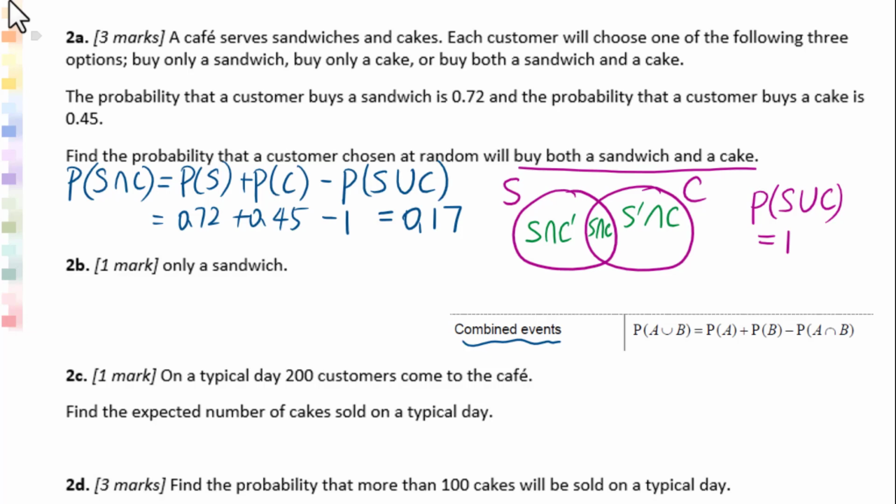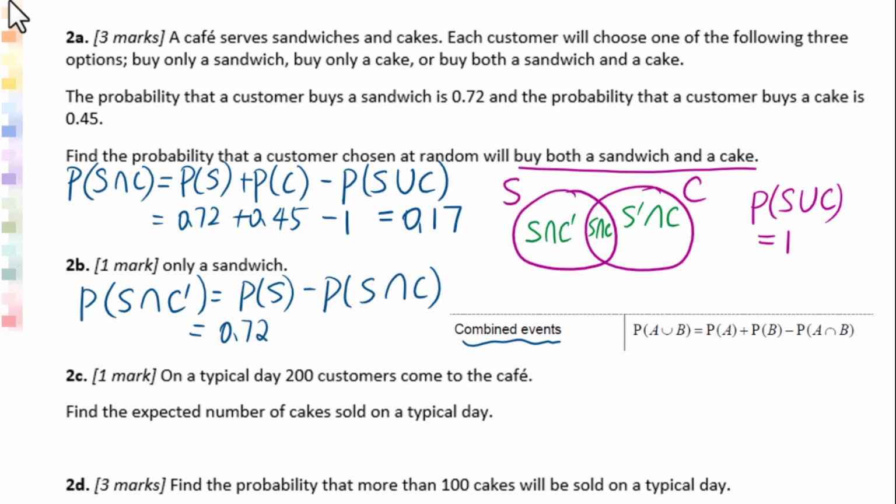From this Venn diagram, probability of S intersection C prime equals probability of sandwich minus probability of sandwich intersection cake, equals 0.72 minus 0.17, equals 0.55. Let's go to 2C.